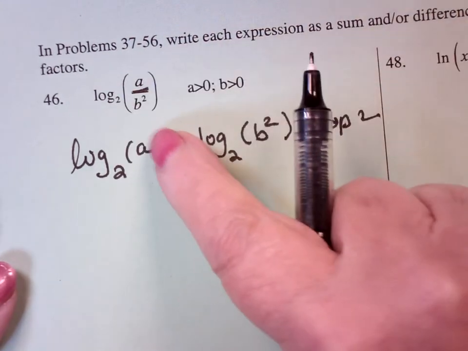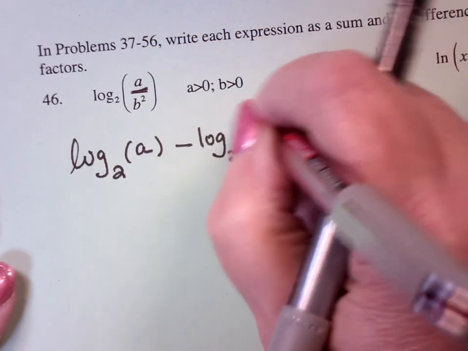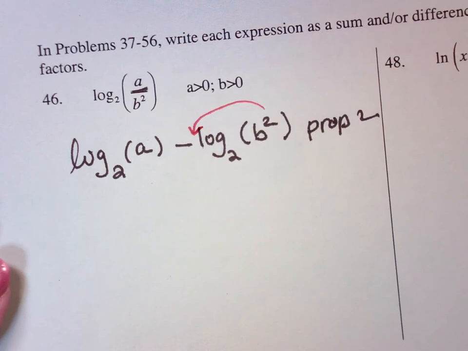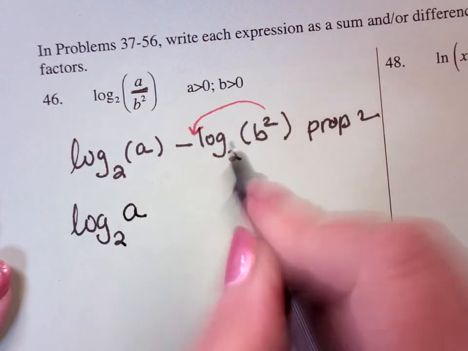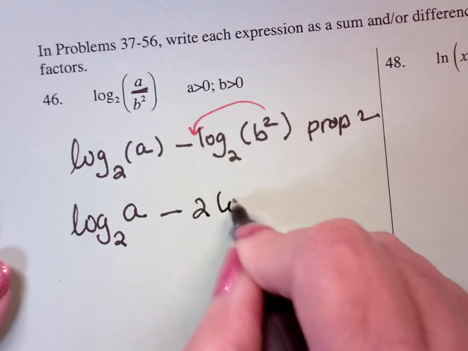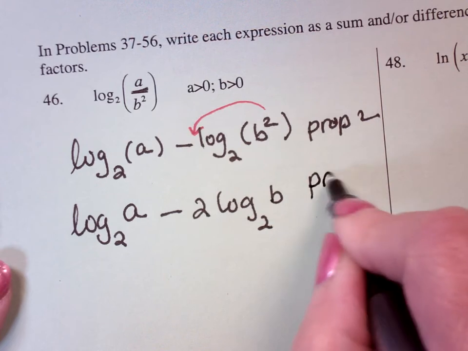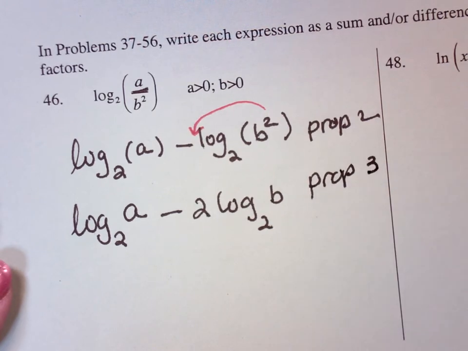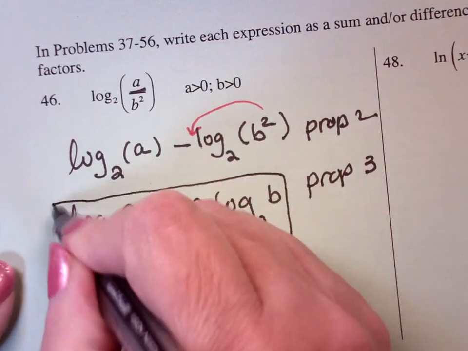And now A has an exponent of 1, but B has an exponent of 2. So that means I can bring the exponents down. So this becomes log base 2 of A subtract 2 log base 2 of B, and that's going to be property 3. And then everybody has exponents of 1. So then that becomes your final answer.